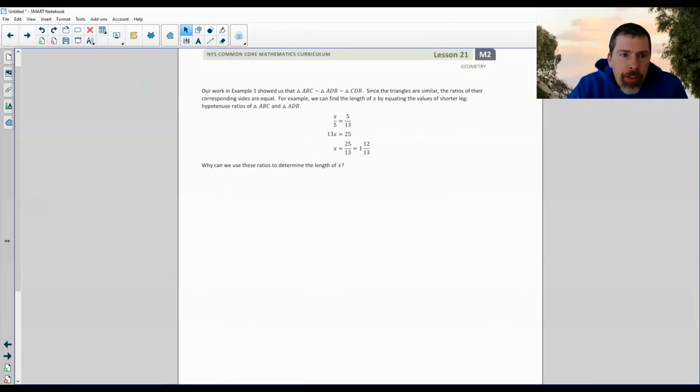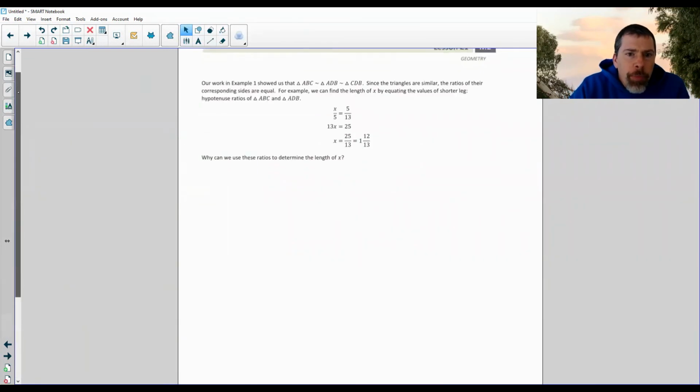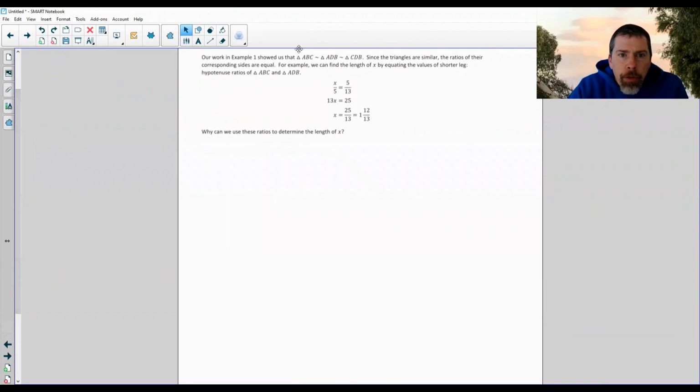All right, page 5, it says, our work in example 1 showed us that triangle ABC is similar to triangle ADB, is similar to triangle CDB. Since the triangles are similar, the ratios of their corresponding sides are equal. For example, we can find the length of x by equating the values of short leg to hypotenuse ratios of triangle ABC and triangle ADB. And that's what I've actually done already.